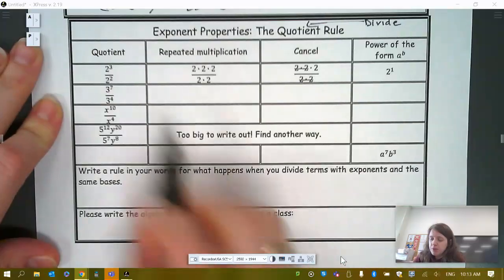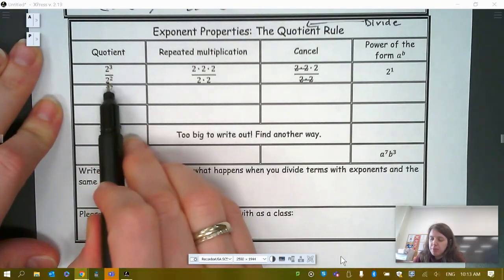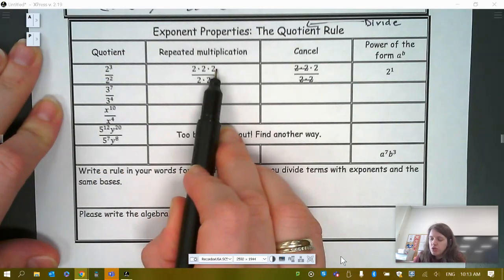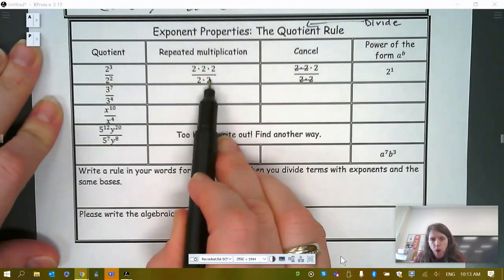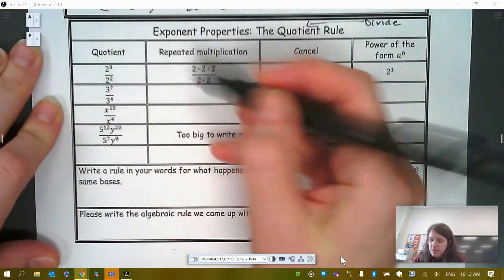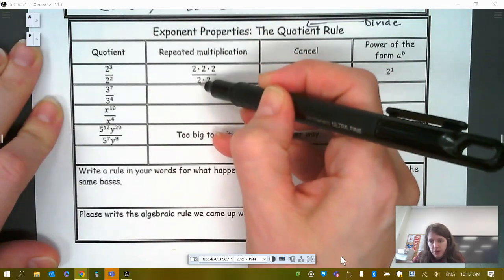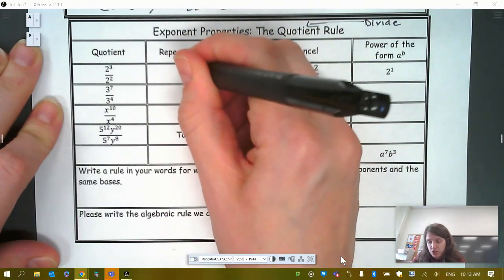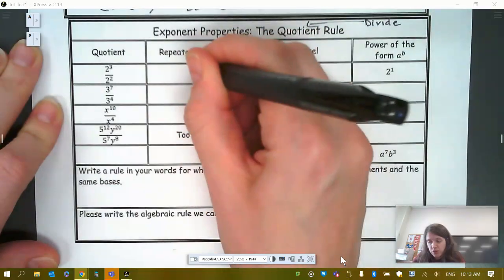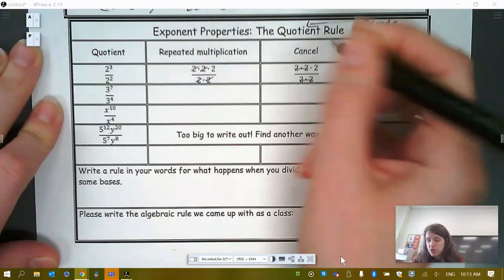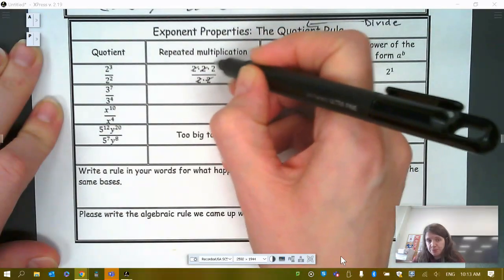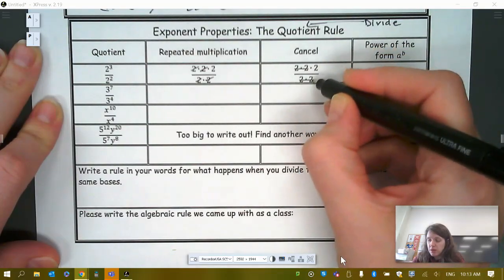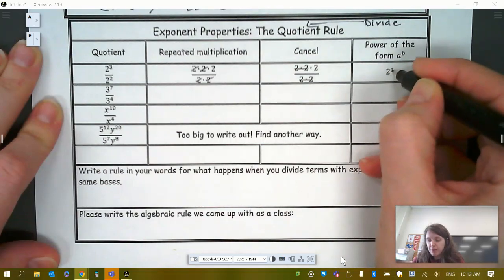All right, well, let's look at some examples. So 2 to the third power and 2 to the second power. Well, 2 to the third power is like 2 times 2 times 2. And 2 to the second power is like 2 times 2. Well, we know that these terms on top and bottom can be divided by each other. So we can essentially say that this 2 and this 2 cancel out, and this 2 and this 2 cancel out. And so we're just left with a single 2 on the top. So these cancel, cancel, and I'm left with 2 to the first power.